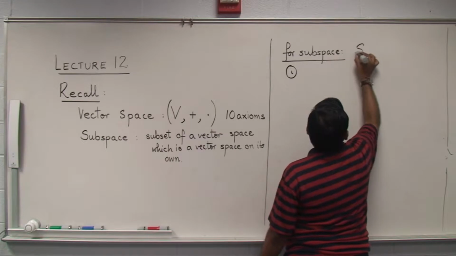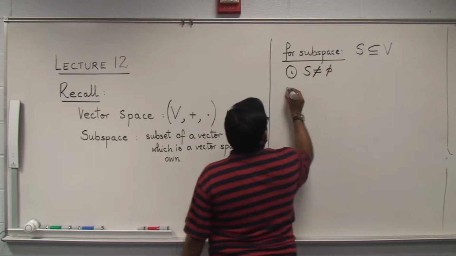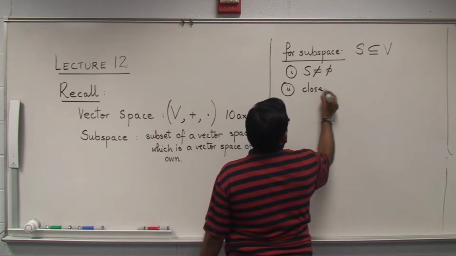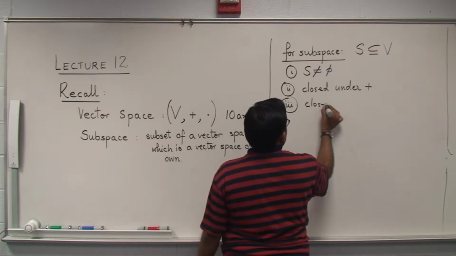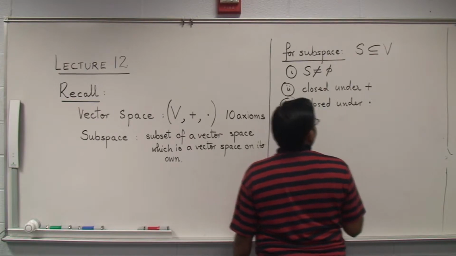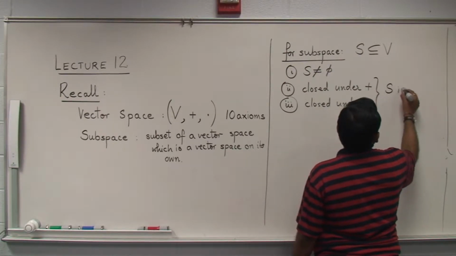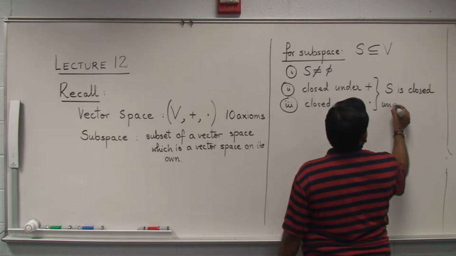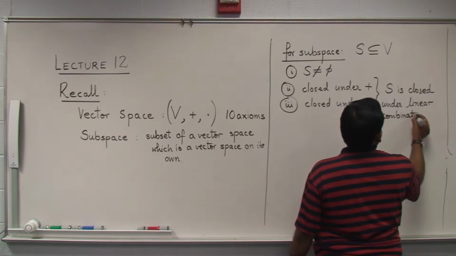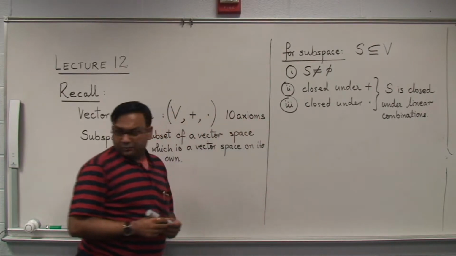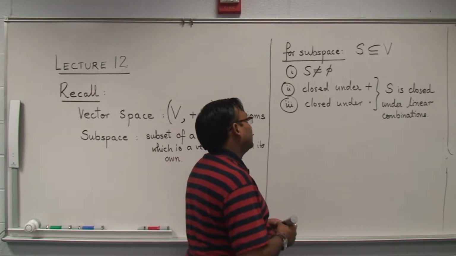So let me recall, for a subspace, all we needed to ensure was that if I say a subset S of my vector space V is a subspace, then it should be non-empty. And it should be closed under addition. And the third thing we want is it should be closed under multiplication by scalar. Now these two things can be combined under one simple idea, and we can say that S is closed under linear combinations. So if we pick two vectors in here and form every possible linear combination, all the combinations thus formed would be inside set S.